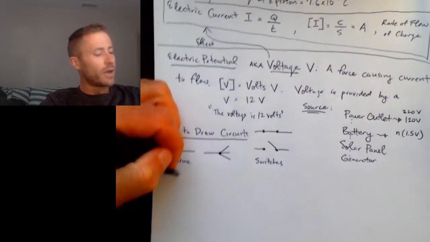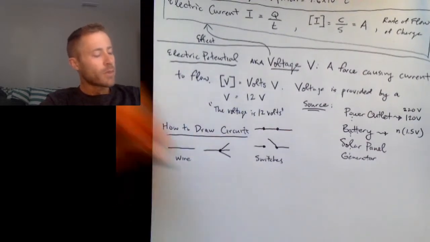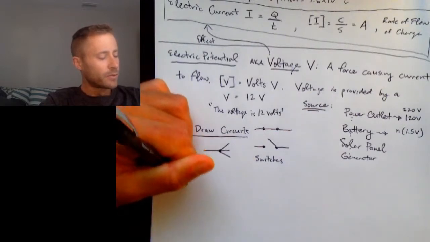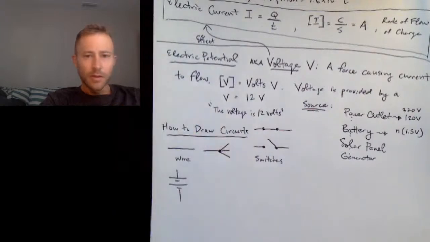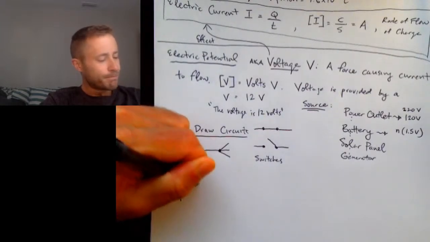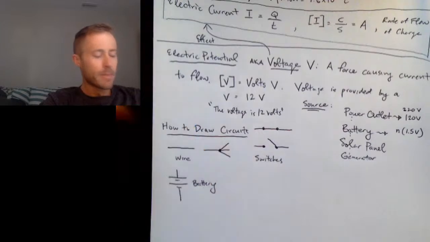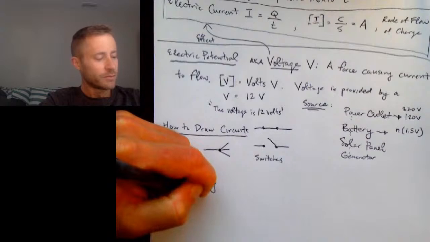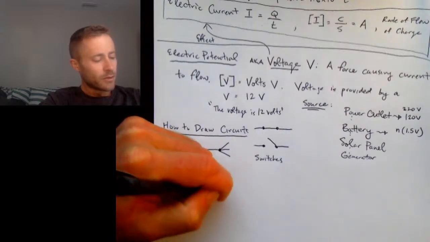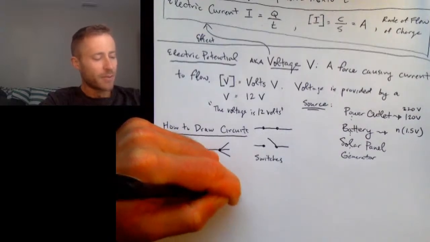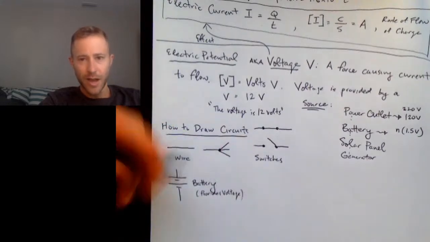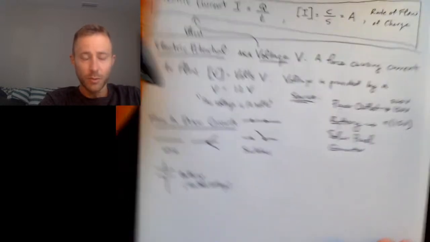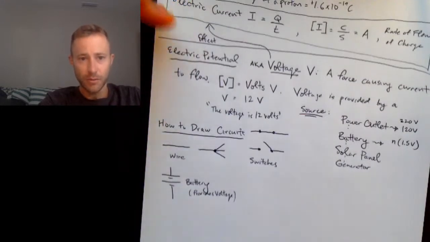And then, if I draw something that looks like this, this is a battery, which basically, remember, a battery provides voltage. So in order for anything to happen in a circuit, you need to have a battery or some kind of source of voltage, because voltage is the cause of current flowing.